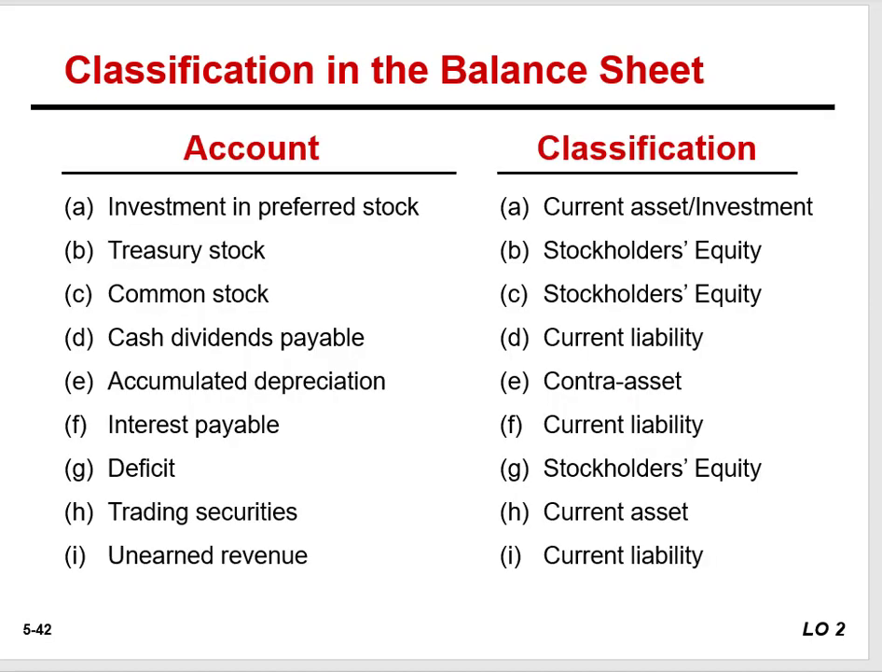So, classification in the balance sheet. Here they're listing items and letting you know what the classifications typically are in the balance sheet, like where they go. You have investment in preferred stock. Normally that's a current asset in the investment section. Treasury or common stock is stockholders' equity. Cash dividends are current liabilities. Accumulated depreciation is a contra asset in the asset category. Interest payable is a current liability. A deficit will be in stockholders' equity. Trading securities are current assets, and unearned revenue is a current liability, because you have not earned the revenue yet.